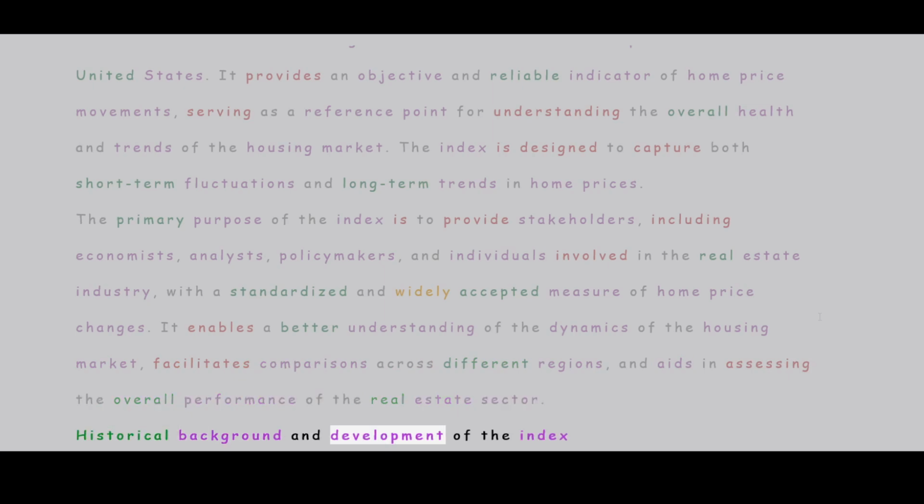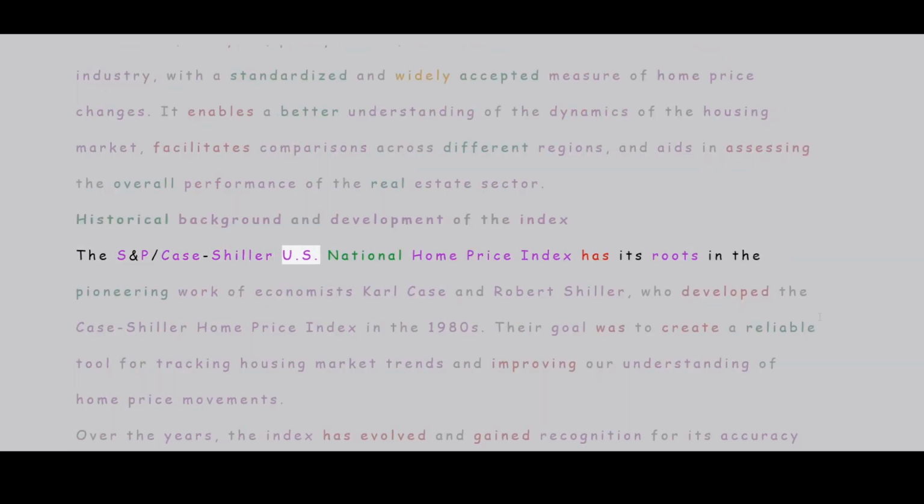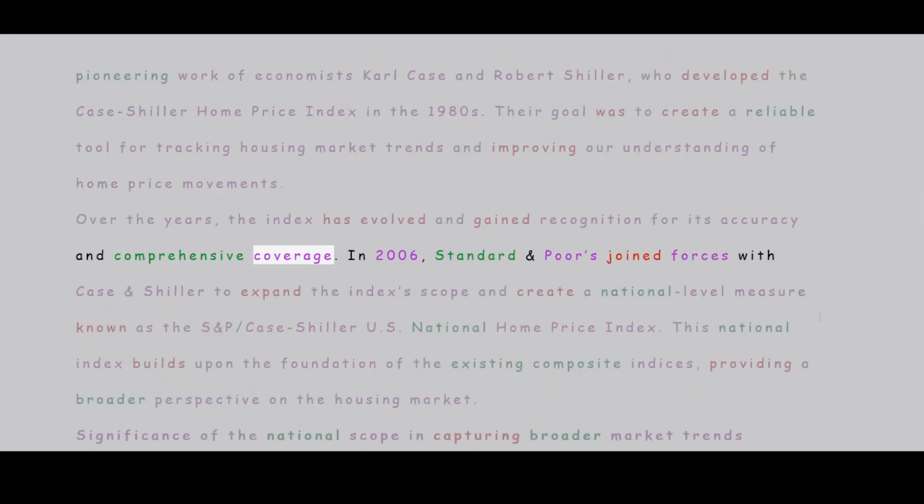Historical background and development of the index. The S&P/Case-Shiller U.S. National Home Price Index has its roots in the pioneering work of economists Carl Case and Robert Shiller, who developed the Case-Shiller Home Price Index in the 1980s. Their goal was to create a reliable tool for tracking housing market trends and improving our understanding of home price movements. Over the years, the index has evolved and gained recognition for its accuracy and comprehensive coverage.